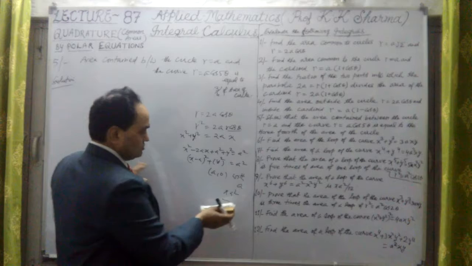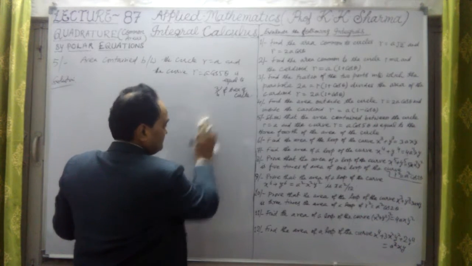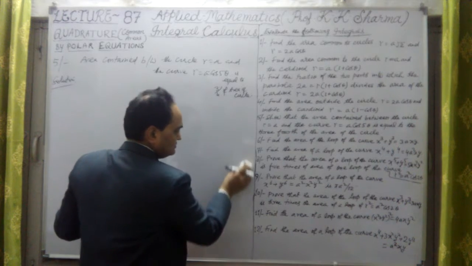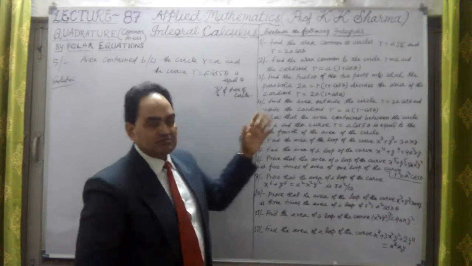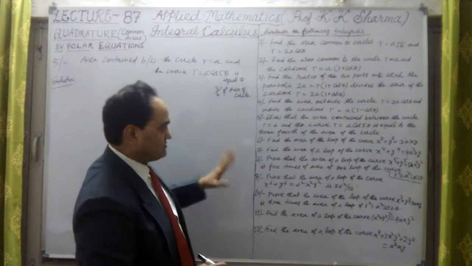Now let me talk about question number 5. Sorry, question number 4 it was. This I have defined for question number 4, where I just took the area as pi a square because the radius is a. That I didn't define, but let me define it now.